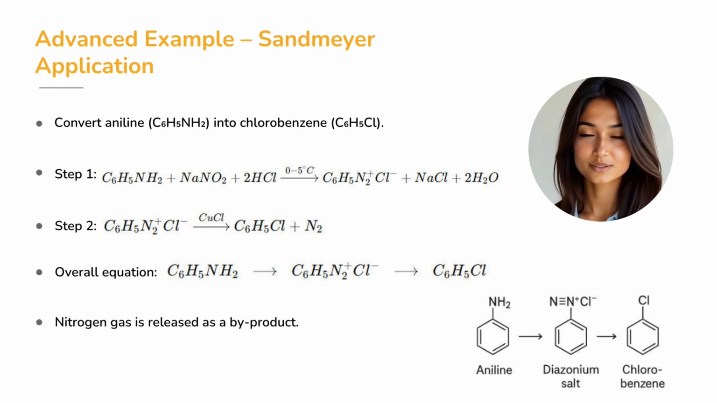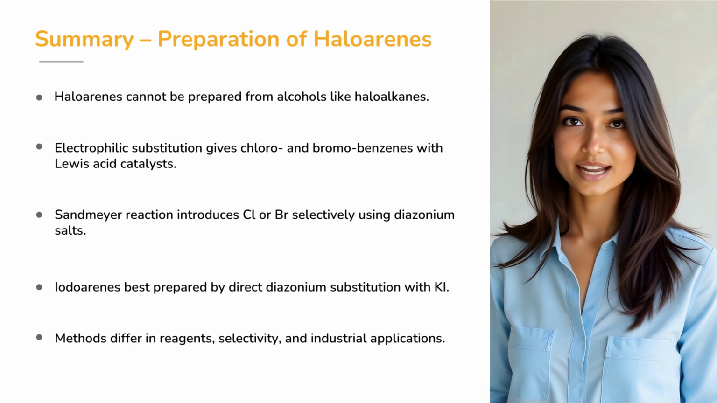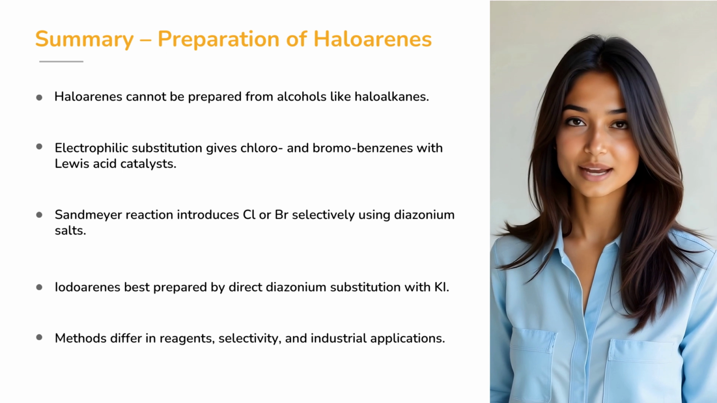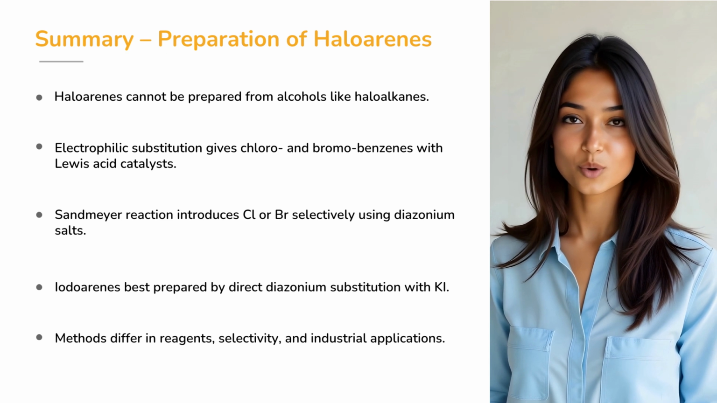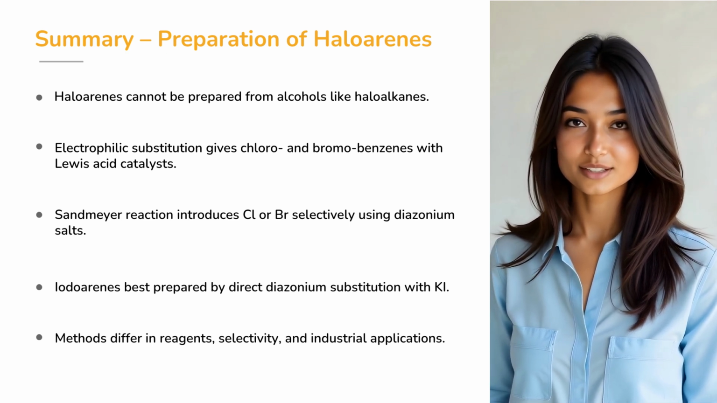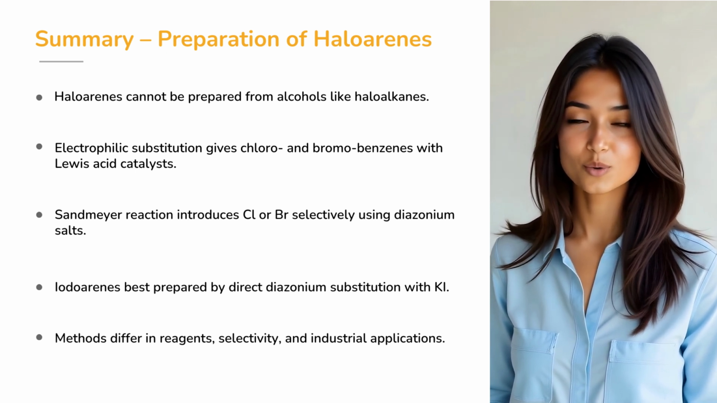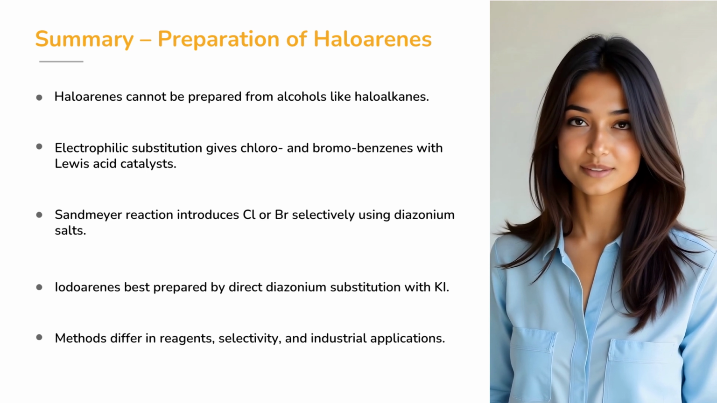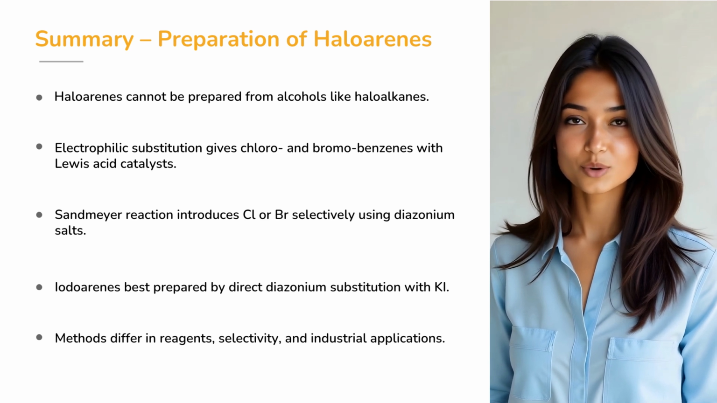the reaction to completion. So, let's wrap up. We saw that haloarenes can't be prepared the same way as haloalkanes because phenols resist substitution. Instead, 3 key methods are used. First, electrophilic substitution with chlorine or bromine in the presence of Lewis acids like FeCl3 or FeBr3. Second, the Sandmeyer reaction, where diazonium salts replace the amino group with halogens like chlorine or bromine. And third, direct substitution of diazonium salts with potassium iodide to form iodoarenes.